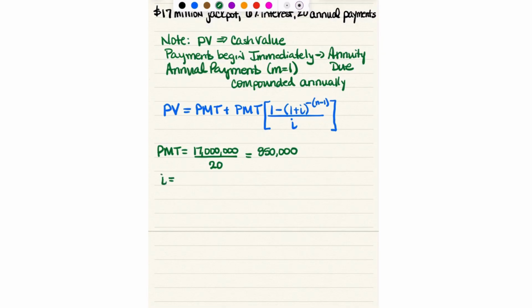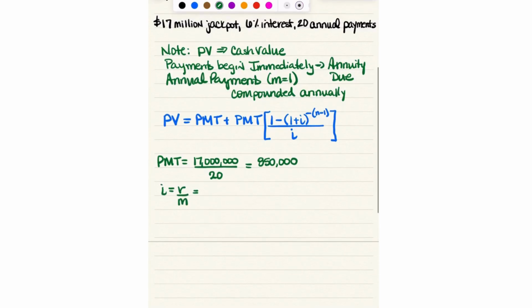Your I is your rate divided by your compounding periods. Our rate was 6%. Let me bring that down so you can see it. If we write that as a decimal, which you should, don't forget to write those as decimals, that's going to be 0.06.